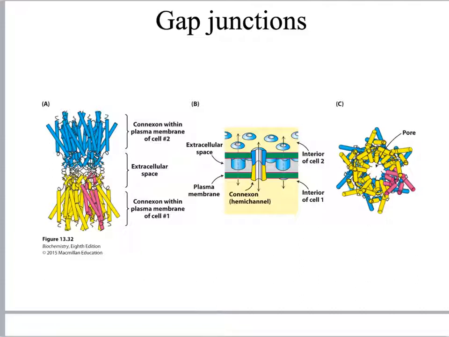So here we're seeing more detail on these. You can see this is our space between the two cells. This is the membrane of one cell and the membrane of another cell, and we can see that here. So you see the interior of each cell and the portion that connects the interior of the cells. Each cell has its own portion that contributes to the overall gap junction, and it creates this pore to allow movement between two different cells.